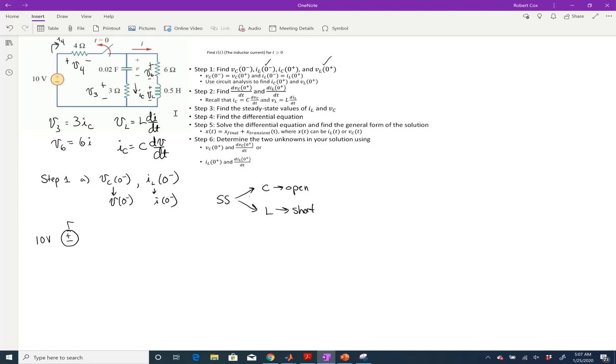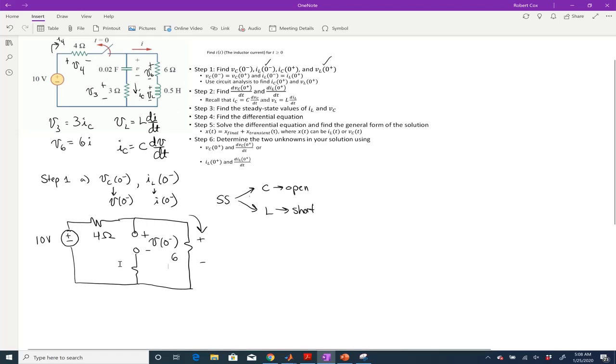So I've got a 10 volt source, I've got a 4 ohm resistor. The switch is closed, remember, but in this case, the capacitor is an open, so I write that as V of 0 minus. Now the inductor is a short, so all I have over here is just simply a 6 ohm resistor, like that. Now, looking at this circuit, I can make some simplifications.